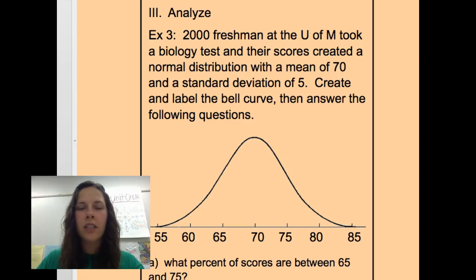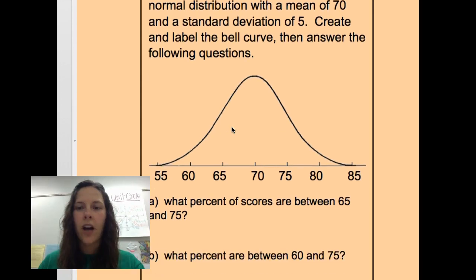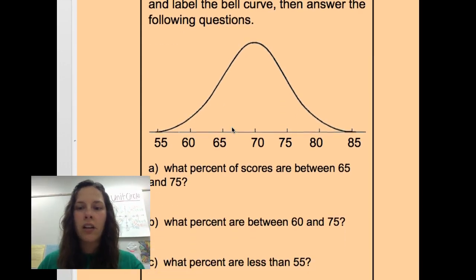Our last example, we're going to take a look at analyzing a normal distribution and learning how to use the mean and the standard deviations to answer questions about the data set. So we have 2,000 freshmen taking a biology test and their scores fell on a normal curve. They had a mean of 70 and a standard deviation of 5. So I created the bell curve and I labeled it.